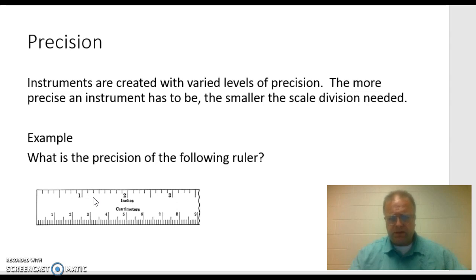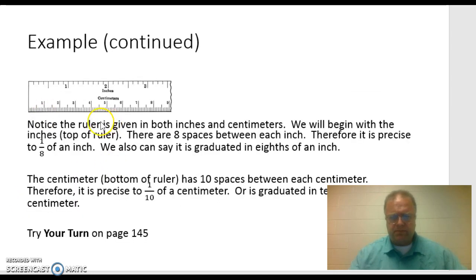So if we measure something, that's how close we can get to the actual length. Now look at the centimeters on the bottom. Between each centimeter number here, for example between 4 and 5, we have 10 intervals. So we can say that's precise up to 1/10 of a centimeter, or an accuracy of 1/10 of a centimeter. We can also say it is graduated in tenths of a centimeter, and that's pretty much saying the same thing. So once again, if we measure something using the centimeters, that's how close we can get.